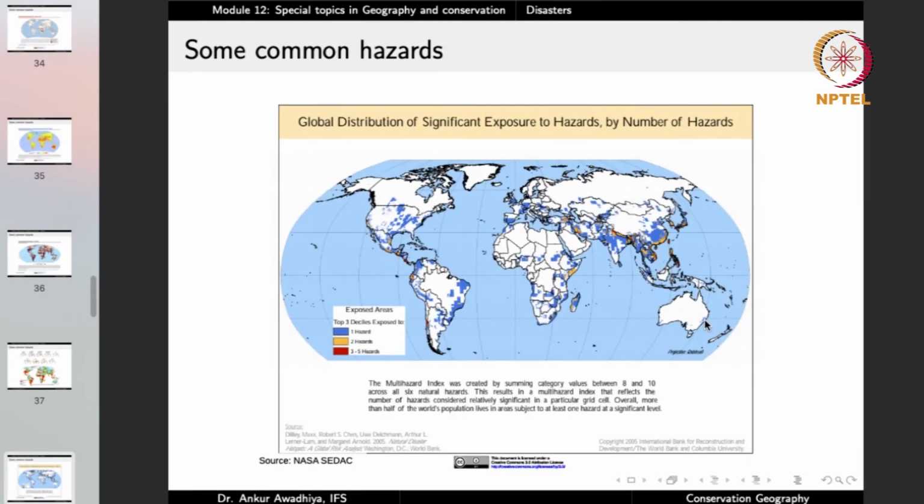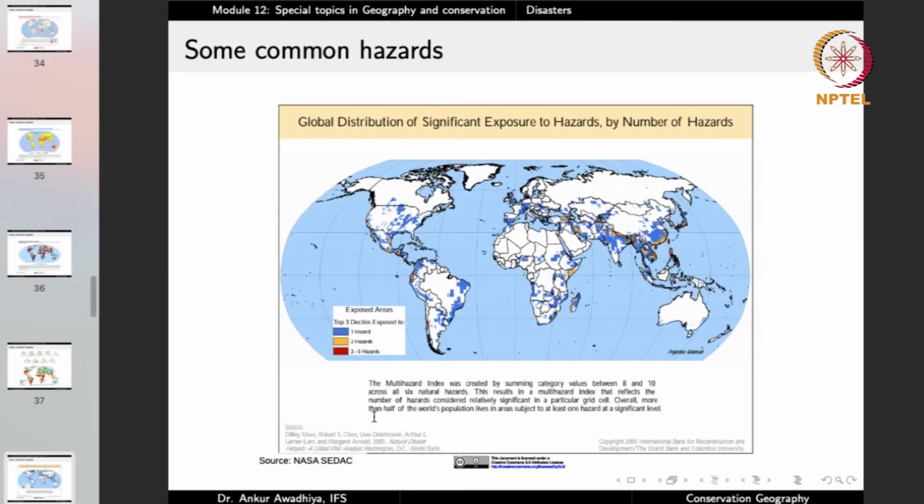Now, if you look at the global distribution of significant exposure to hazards by number of hazards, we find that large portions in the world have some amount of exposure to hazards. Most of the areas have exposure to one hazard, which are shown in blue. There are certain areas with exposure to two hazards, shown in yellow, and three or more hazards in red.